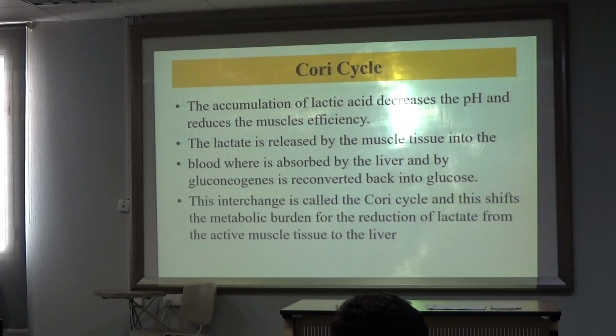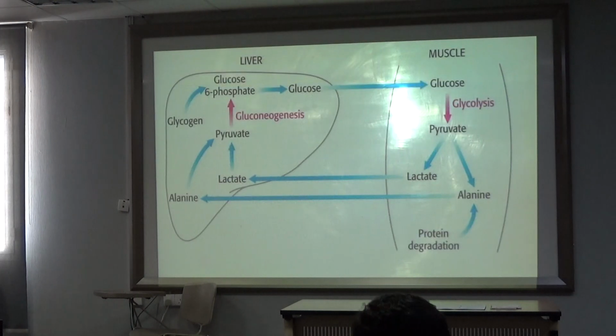Okay, one more thing, what happens here in the muscle. The accumulation of the lactic acid decreases the pH and reduces the muscle efficiency, and this is released from the muscle and goes to the liver. In the liver it is again converted into pyruvate, and then from pyruvate to glucose, and then from glucose again to the muscle, and from the muscle again to pyruvate, and from pyruvate again to lactate, and then pyruvate again to alanine, and this alanine will come out again to the liver.